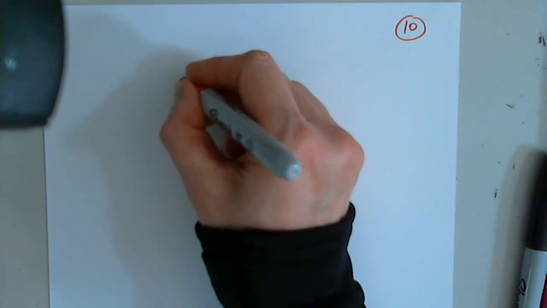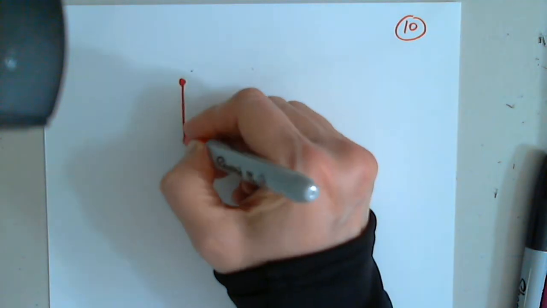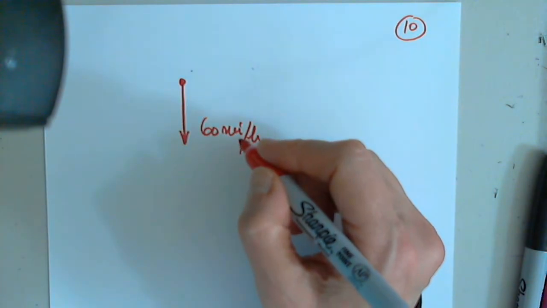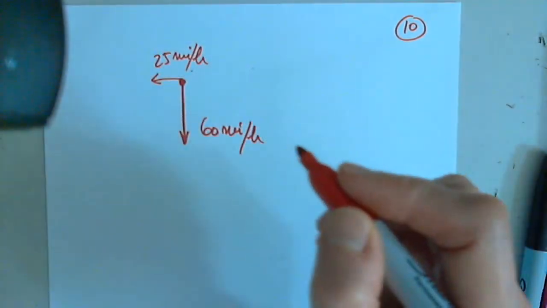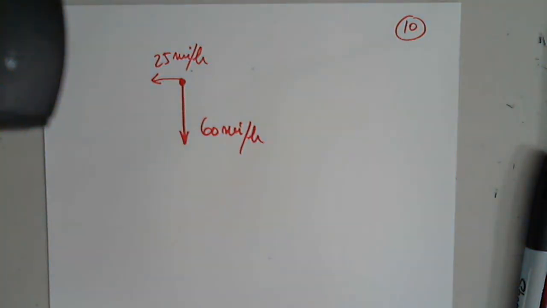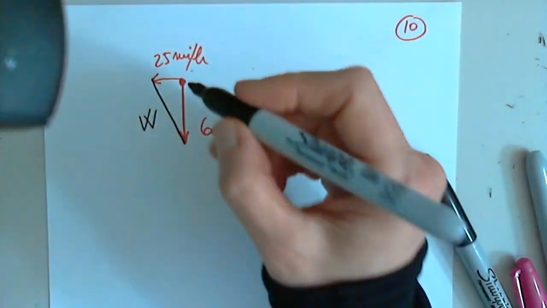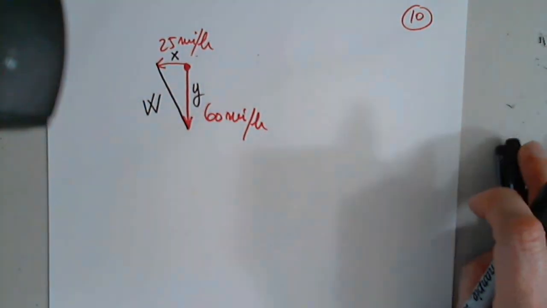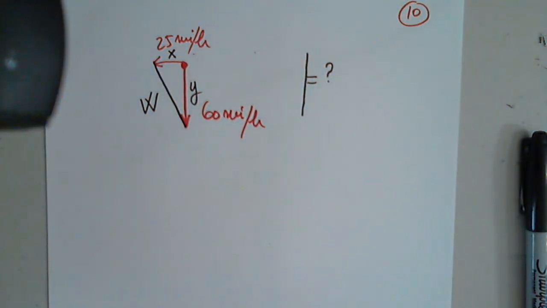So they start at the same point, and one travels south at 60 miles per hour, and the other one travels west at 25 miles per hour. At what rate is the distance between the cars increasing 2 hours later? I'm going to call this W. Of course, this is on the x-axis. I'm going to call it X. This is on the y-axis. I'm going to call it Y. And what are we asked? And at what point?